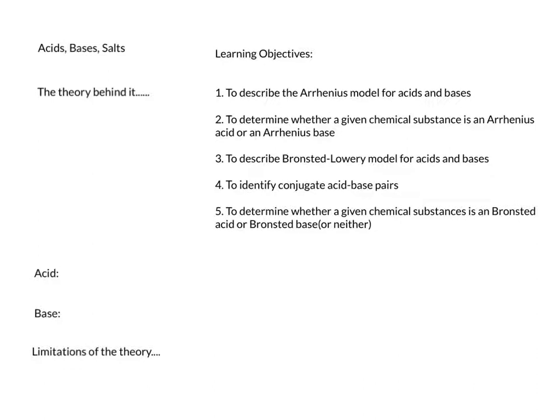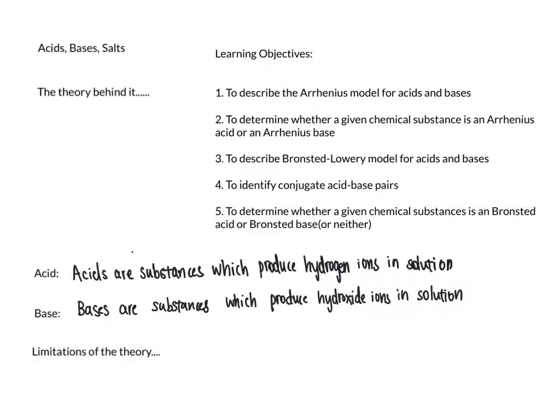The Arrhenius theory of acids and bases. We first need to know the theory behind it. What is an acid and what is a base? So acids are substances which produce hydrogen ions in solution, while bases are substances which produce hydroxide ions in solution. The most significant difference is hydrogen and hydroxide, two different ions, but both in solution.